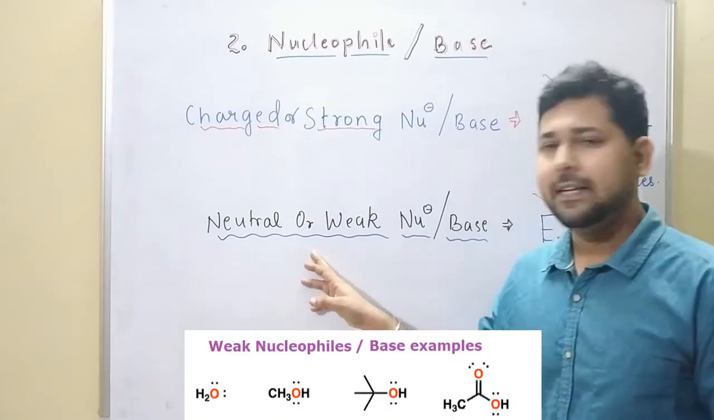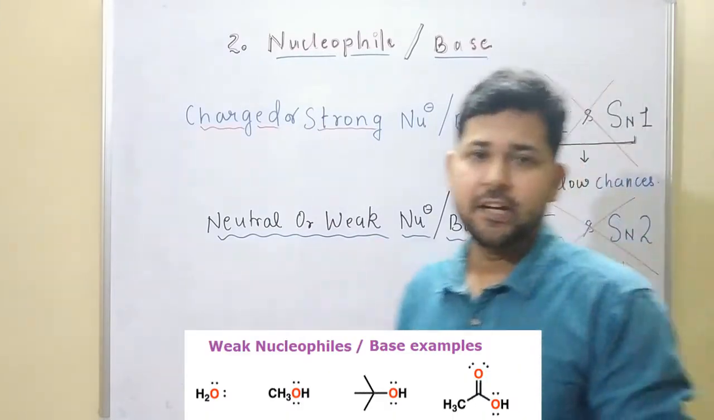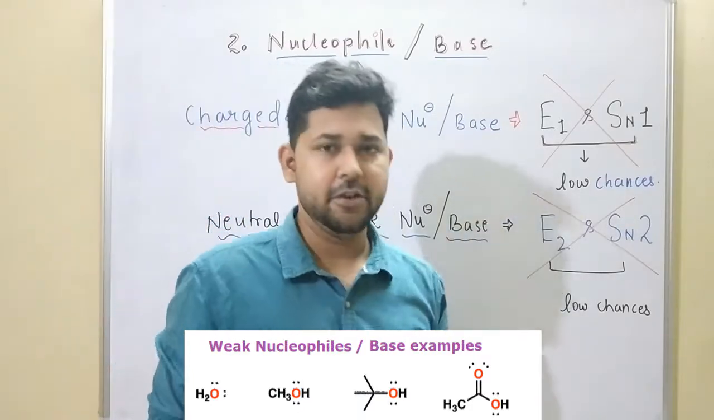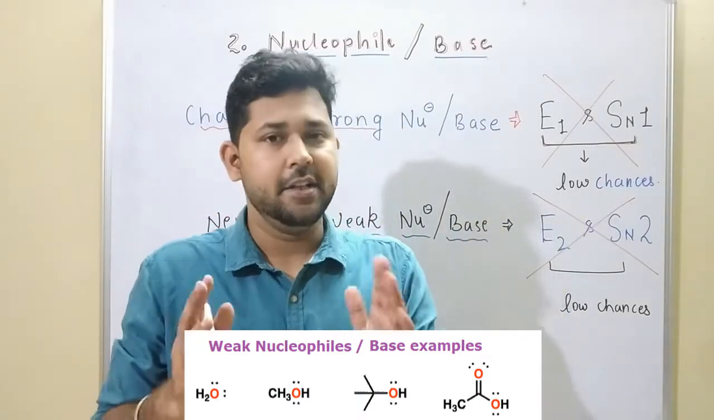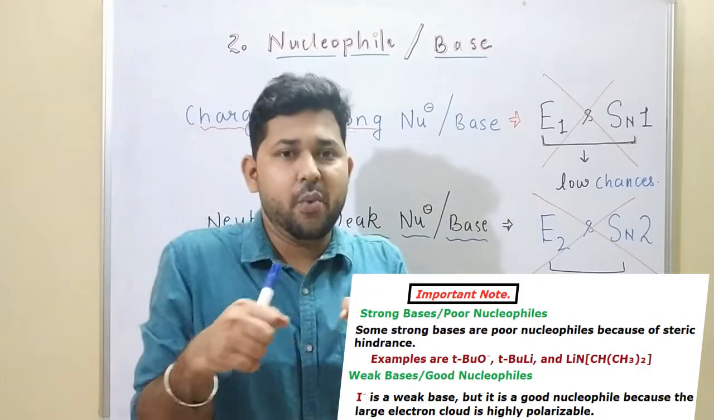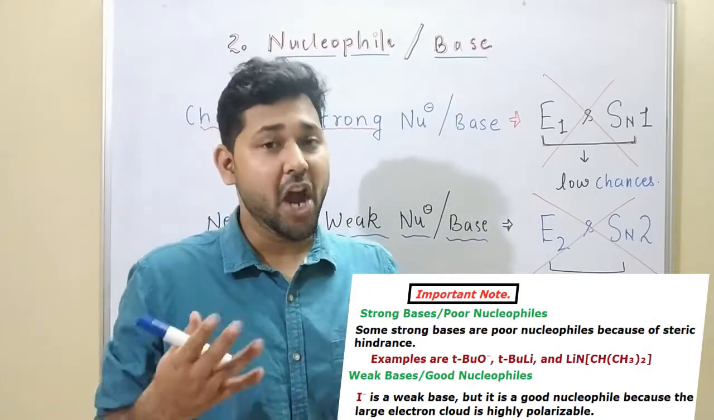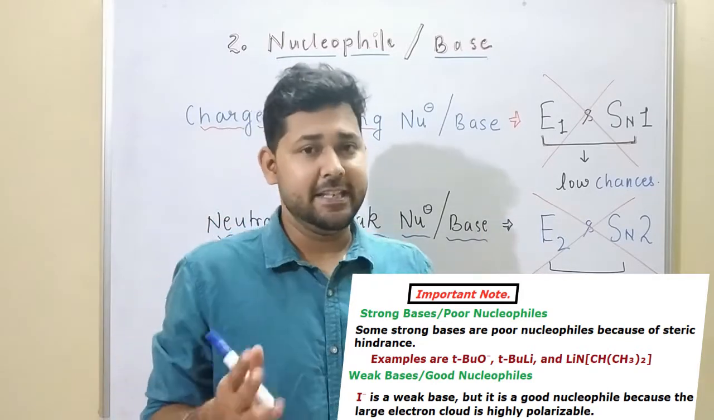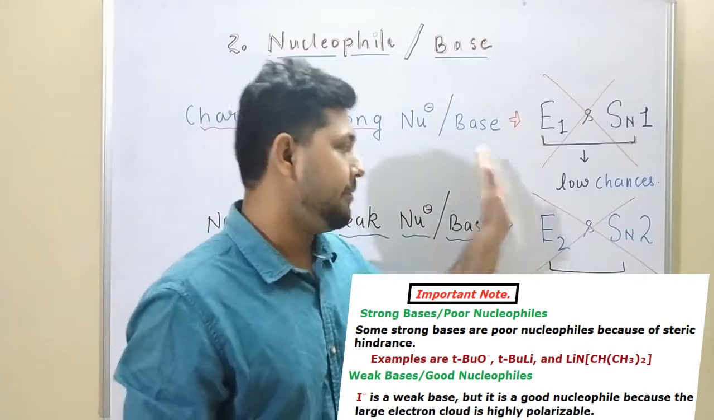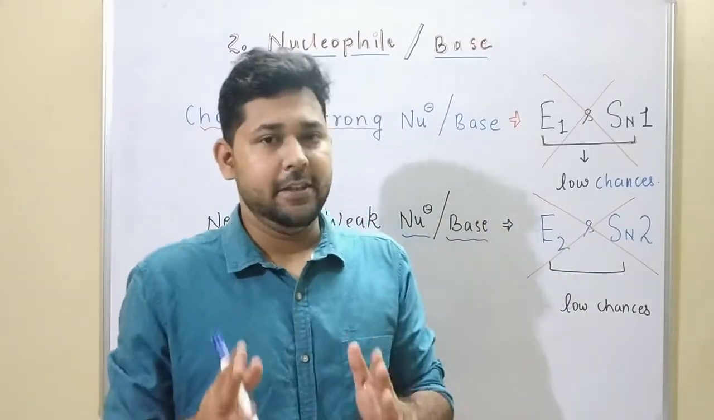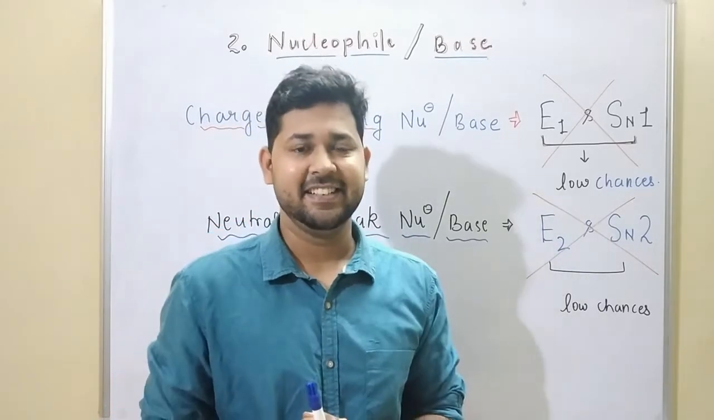If you see a neutral or weak nucleophile/base, then the chances of E2 and SN2 are very, very low. Why? The reason is they are weak. They will not perform the reaction in one step, which E2 and SN2 require. So they have been cut out. So the chances of E1 and SN1, those are in business.